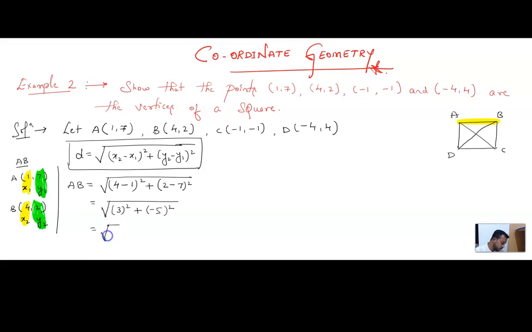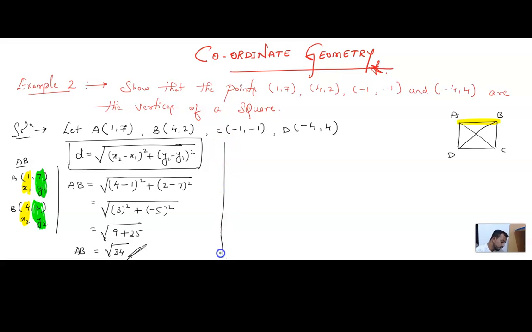That is equal to root of 3 square is 9, plus minus 5 whole square means minus 5 into minus 5. That is minus into minus is plus, 5 fives are 25. That is equal to root of 25 plus 9. How much, children? That is 34. So this is AB. So AB is equal to root 34 units.